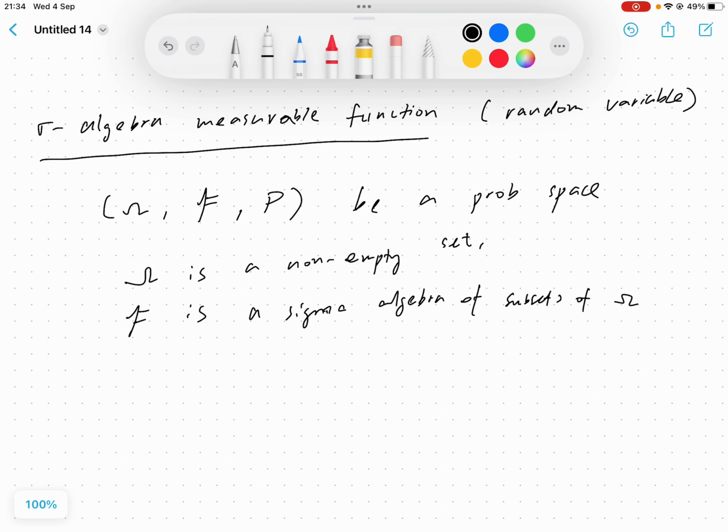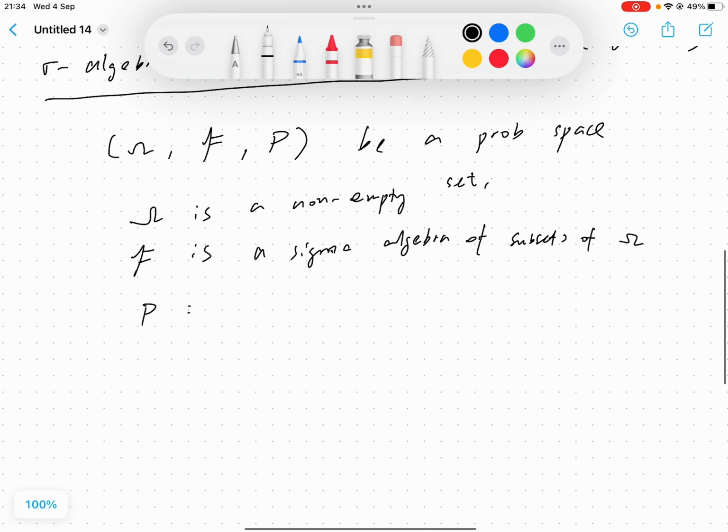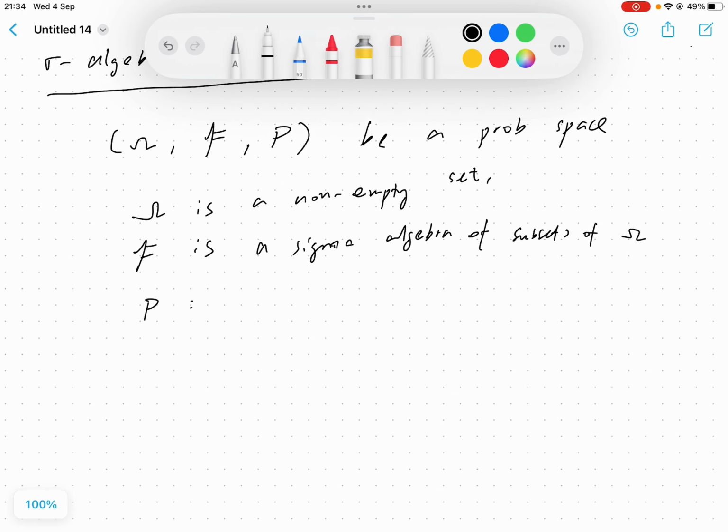And P is the probability measure. Remember, a measure is just a function, right? So a probability measure is a measure satisfying some properties for the probabilities. So this P is a map from F to [0, 1]. Okay, so this is a probability measure on F.